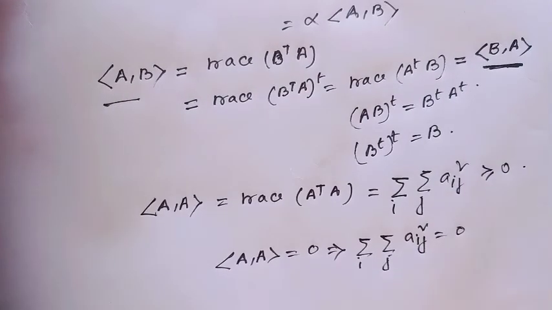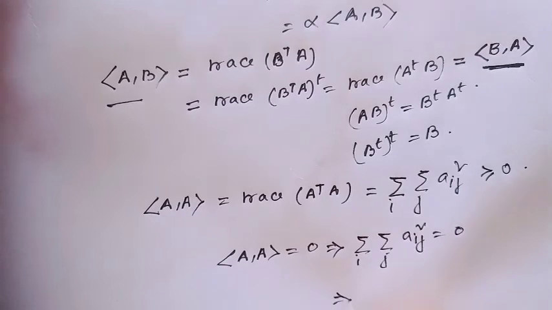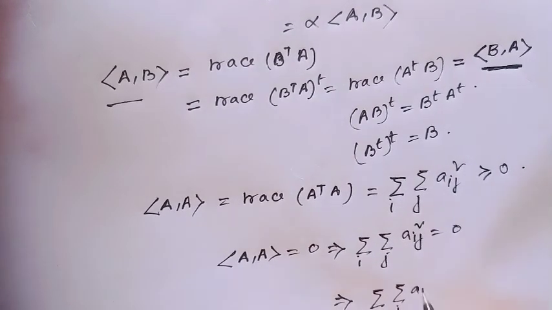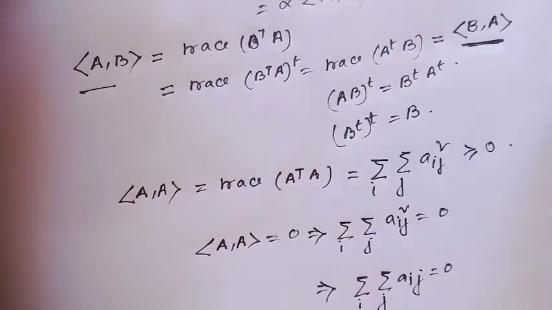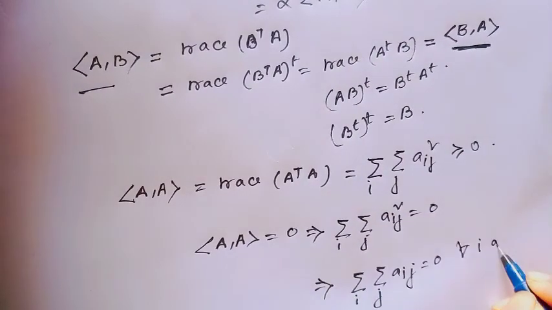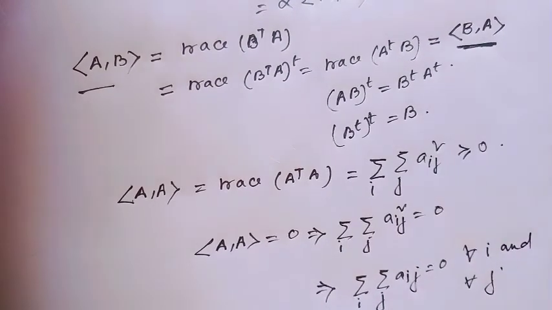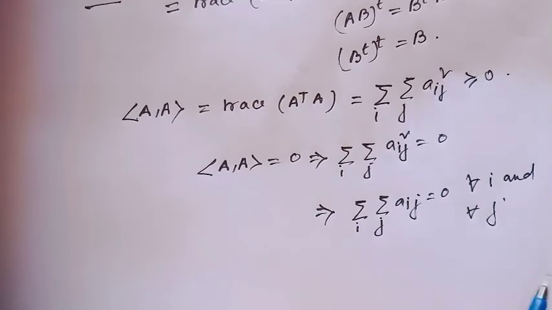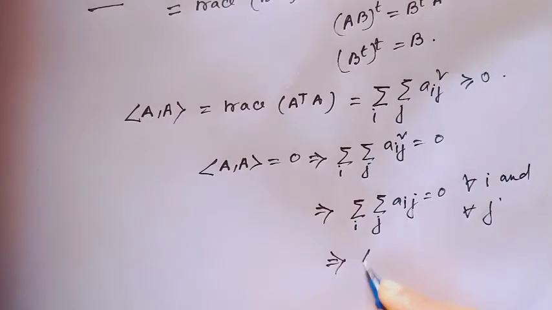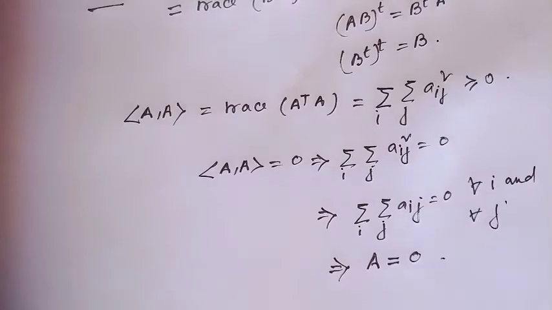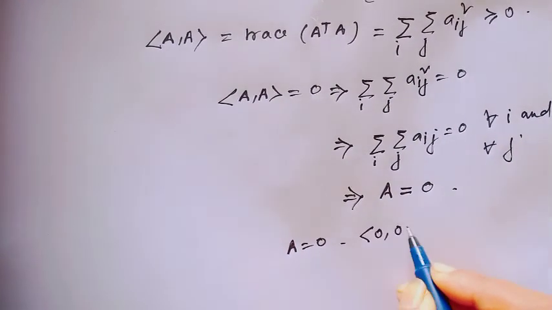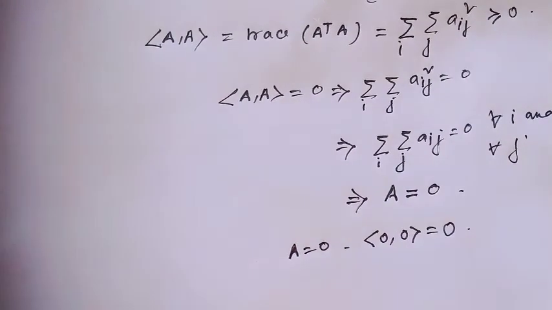That implies aij is equal to 0 for all i and for all j. Are you getting? And since aij equals 0 for all i and for all j, this implies A equals the 0 matrix. Conversely, when A equals the 0 matrix, then inner product of 0 comma 0 is always equal to 0.